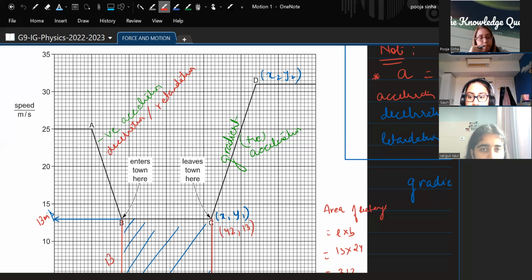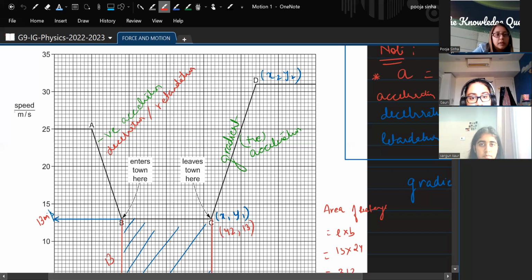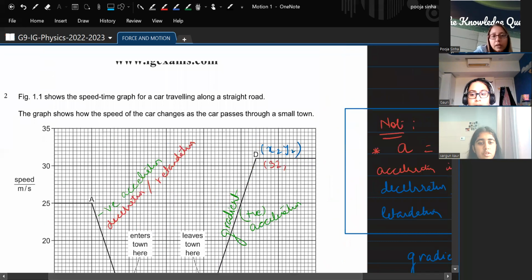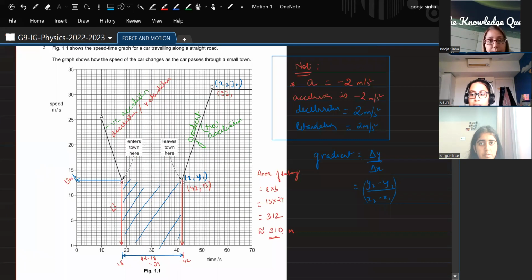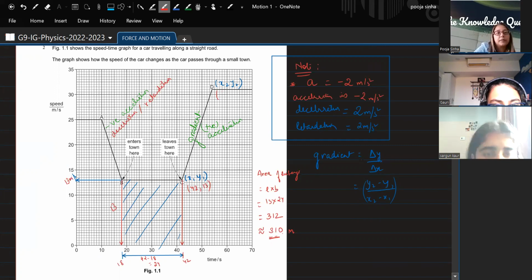So it's 54 and 32. It is. So which one? X2 is 32 or 54? 32. X2 is 32 and Y2 is... No. Sorry. X2 is 54 and Y2 is 32. I'm getting Y2 as 31. Yeah, it is 31. Sorry. Y2 is 31.